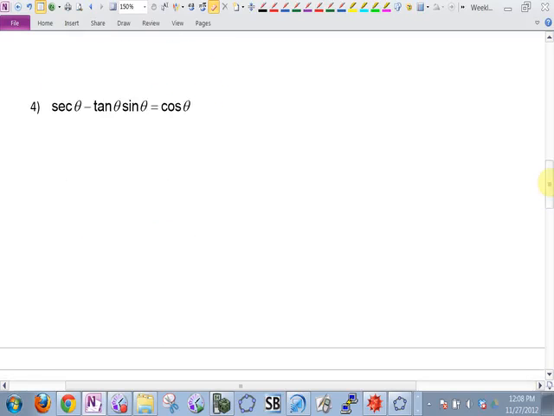Number 4, secant minus tangent sine. So that is 1 over cosine minus sine over cosine times another sine, which I'll call sine squared. Those fractions already have a common denominator, so that becomes 1 minus sine squared over the common denominator cosine. 1 minus sine squared is cosine squared.